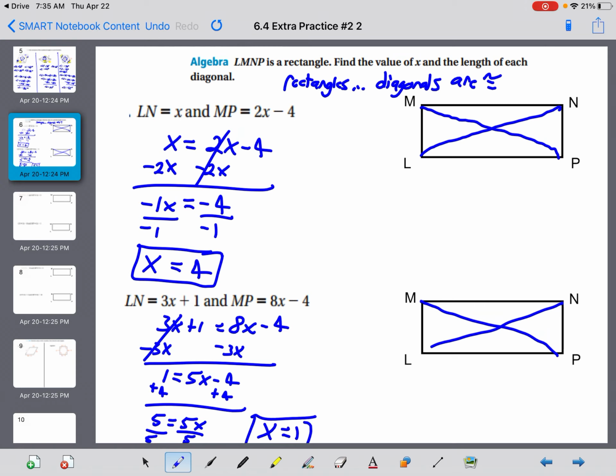Now, they ask you to find the value of x and the length of the diagonals. Well, let's just plug in 1 for LN. LN equals 3 times 1 plus 1, which is really just 3 plus 1, which is 4.